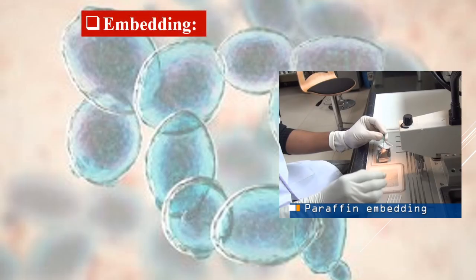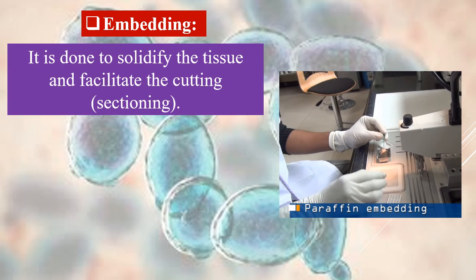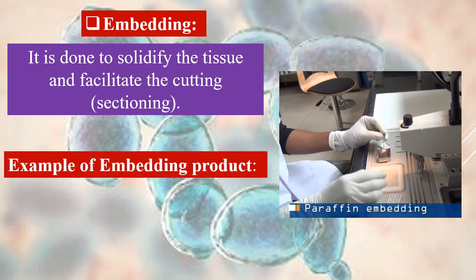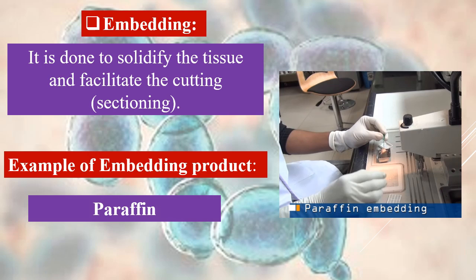Embedding is the next step, and it is done to solidify the tissue and facilitate the cutting. The cutting is the next step, and it's also called sectioning. An example of embedding products is paraffin.